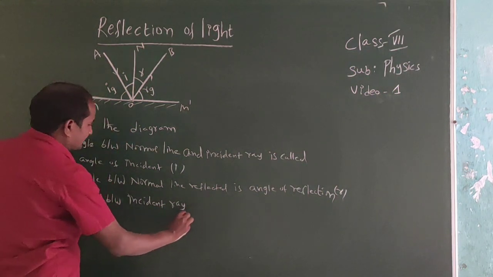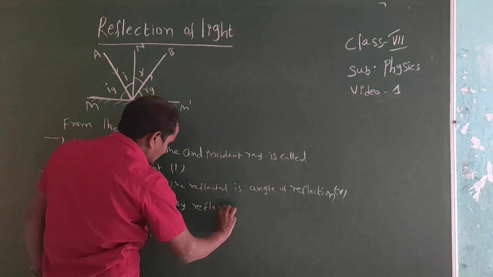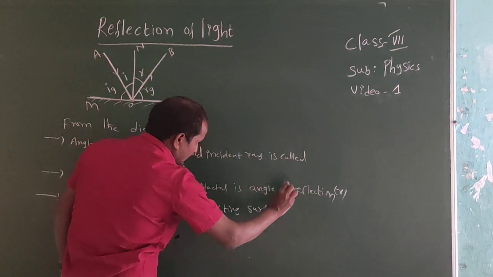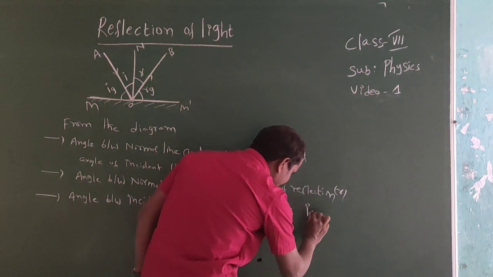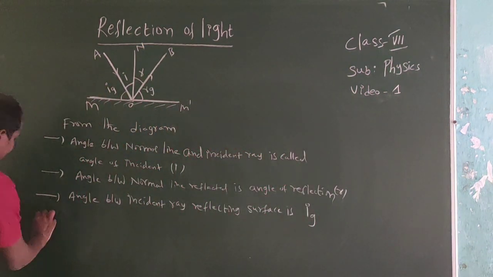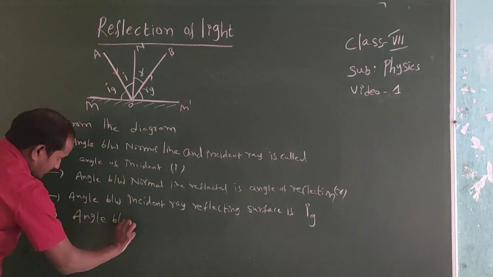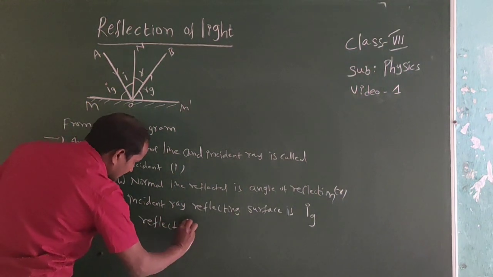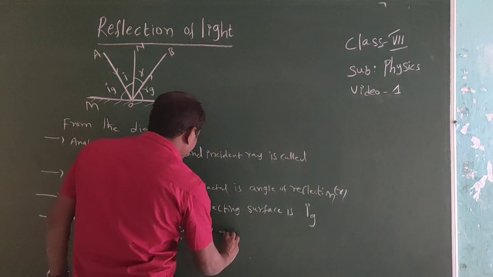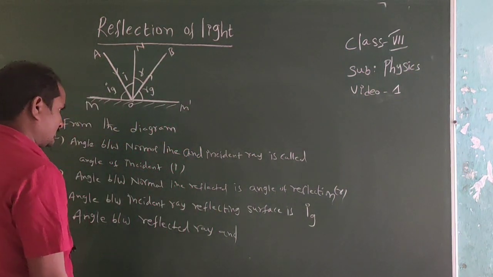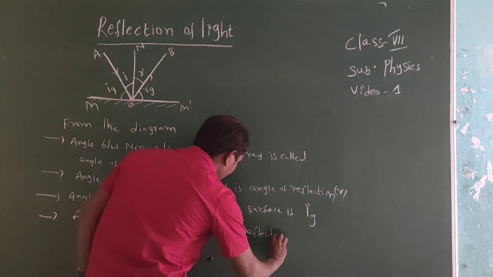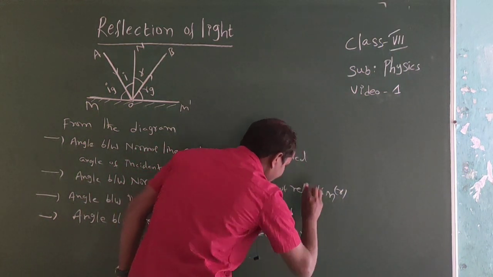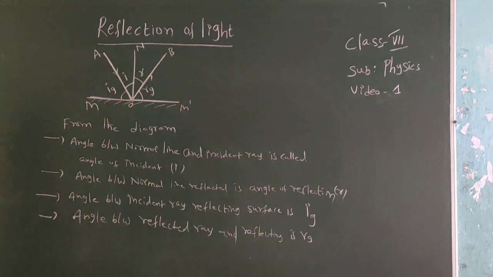The angle between the incident ray and the reflecting surface is called the glancing angle of incidence. Next one, the angle between the reflected ray and the reflecting surface is called the glancing angle of reflection. Okay, these are some important definitions from reflection.